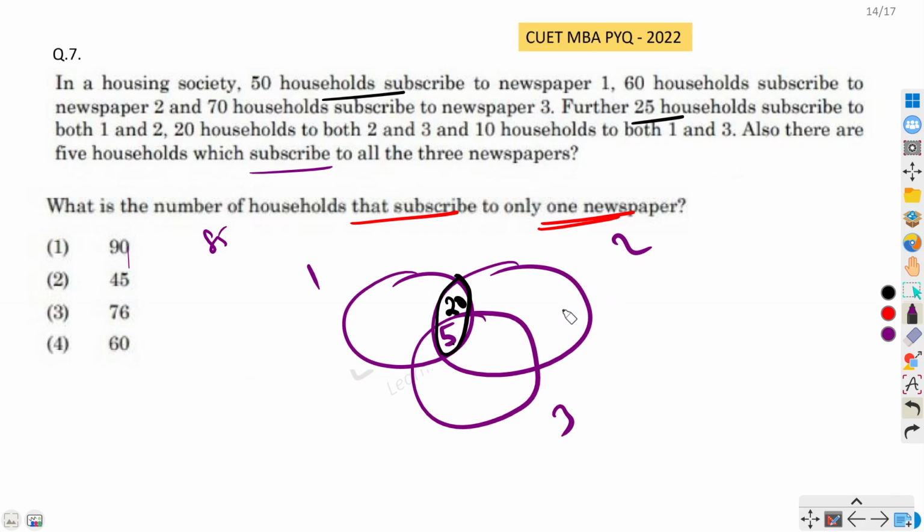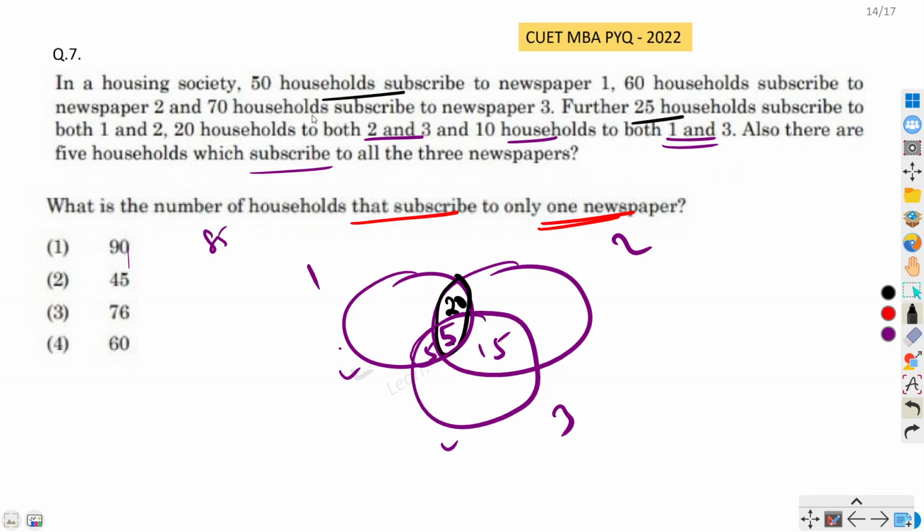Now let's move on to 2 and 3. So 2 and 3, we have 20 households. From that 5 is already gone. So this would be 15. 1 and 3: for 1 and 3 we have 10 households common. But in this portion 5 is already gone. So this would be 5. Now you can fill all the values.